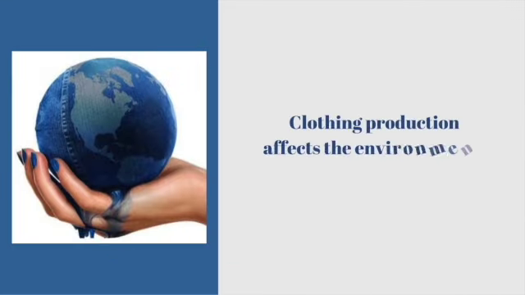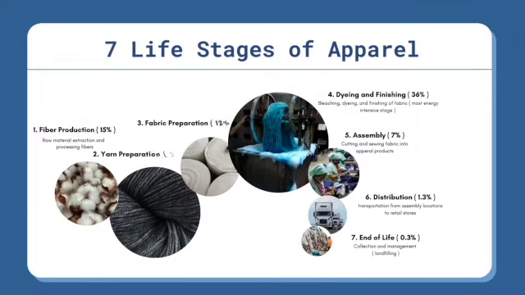Clothing production affects the environment at every stage. The apparel industry contributes to 3 billion metric tons of carbon dioxide equivalent. More than half of emissions come from 3 stages: fiber production, yarn preparation, and dyeing and finishing. These stages are driven by apparel production's reliance on hard coal and natural gas to generate electricity. Dyeing and finishing is the most energy-intensive stage because of wet processes that require extreme amounts of heated water.